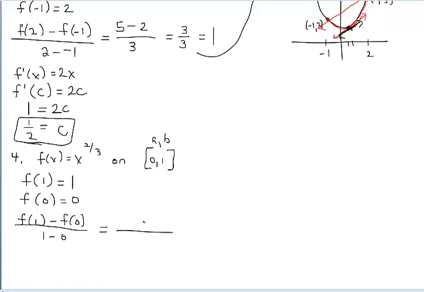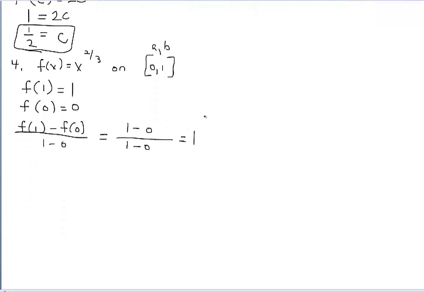Well, these are all working out really nicely here. f of 1 is 1, f of 0 is 0. It's kind of a coincidence. 1 minus 0, so that slope is 1. It's kind of unusual that I've chosen two examples here that have the same slope. I didn't mean for that to happen, but just know that you're not always going to get 1.